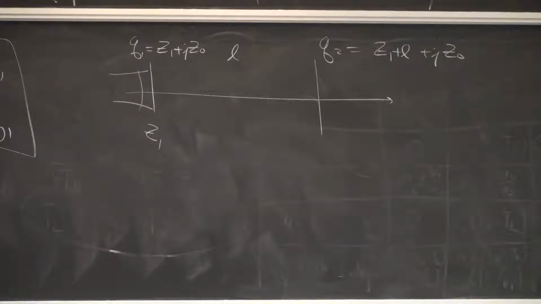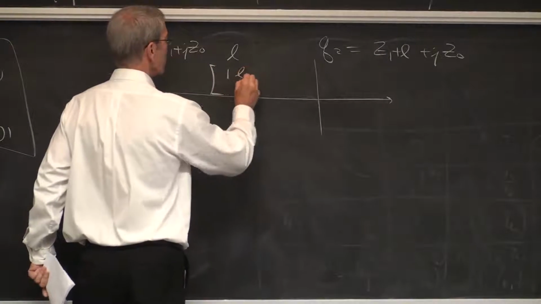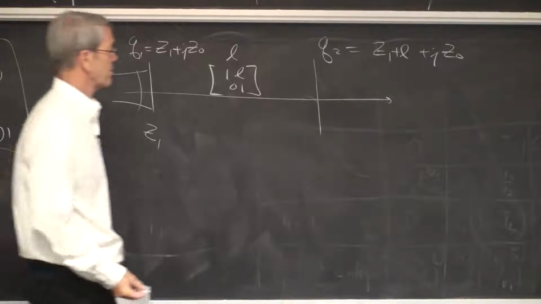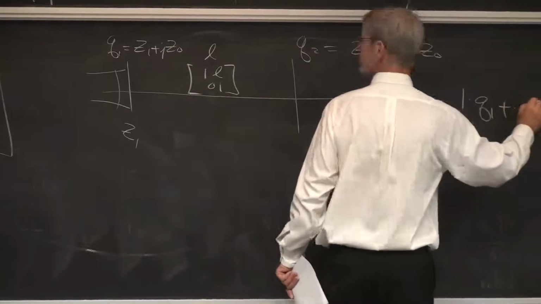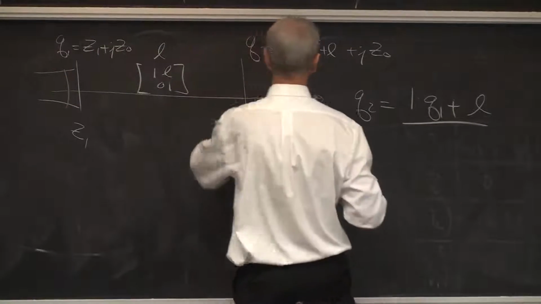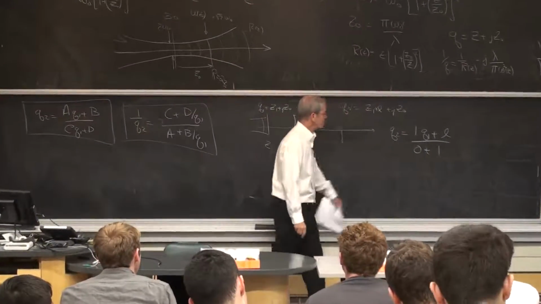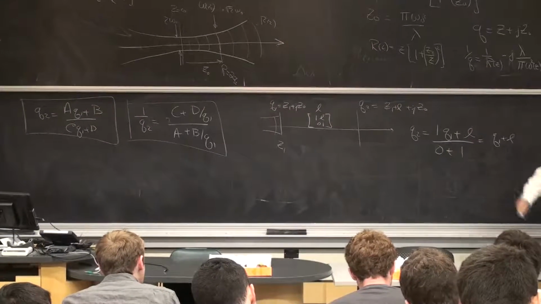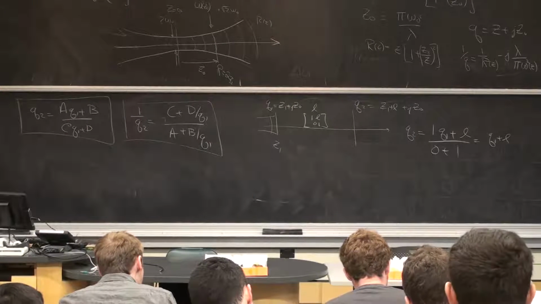But if I apply the ABCD law, let's just see how that works. So the ABCD for propagation is 1, L, 0, 1. So Q2 equals 1 times Q1 plus L, divided by C times Q1 plus D. C is 0, D is 1. So this equals Q1 plus L, and that's exactly what I got. So that was a pretty simple example, but it does demonstrate that it works. We always test it.